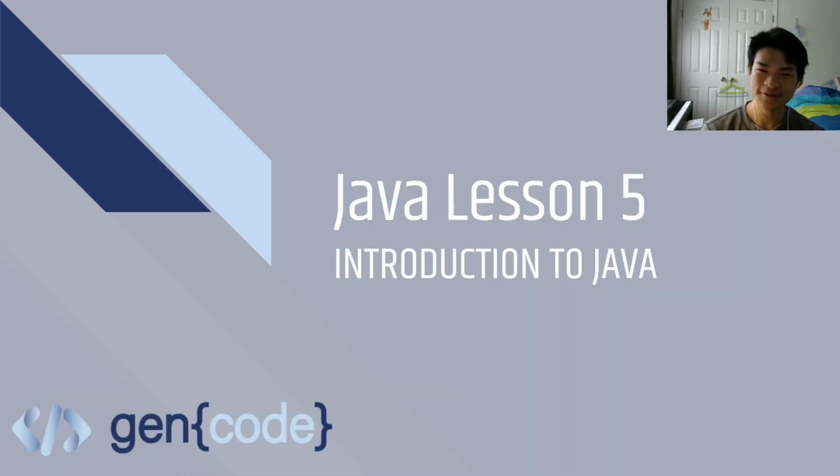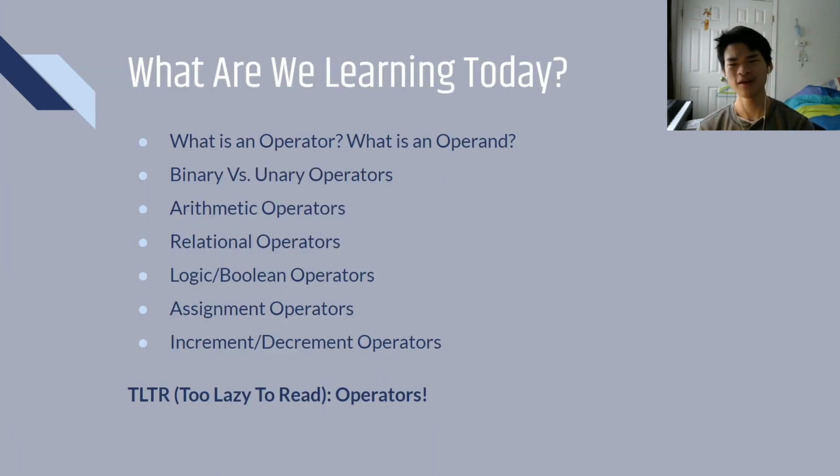Today we're going to be doing a continuation to the Introduction to Java course. What exactly are we learning today? Well, if you're too lazy to read all of this stuff, we are learning about operators. The specific questions we're going to be asking are: what is an operator in particular, and what is an operand? And then we'll be going over various types of operators.